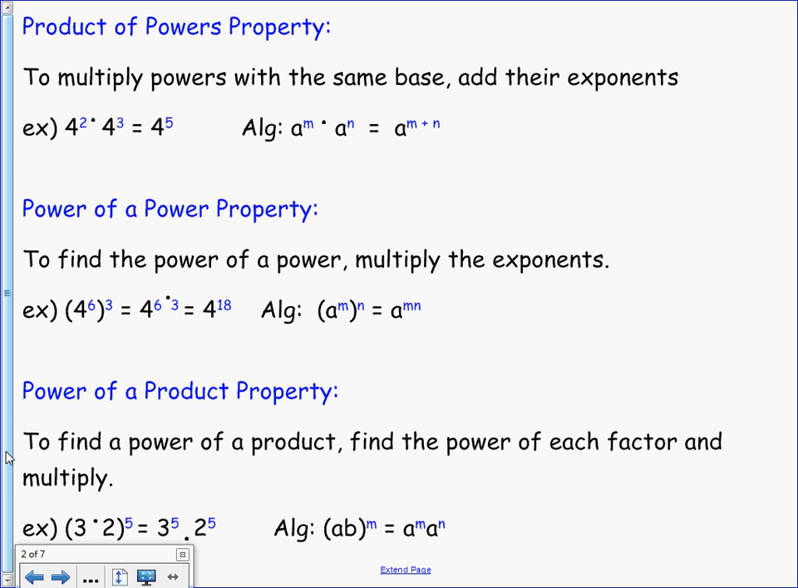And in algebraic terms, ab to the m power would be a to the m power times b to the m power. This should still be an m. Typo there. That should be an m, which is hard to read, not an n. Sorry about that.